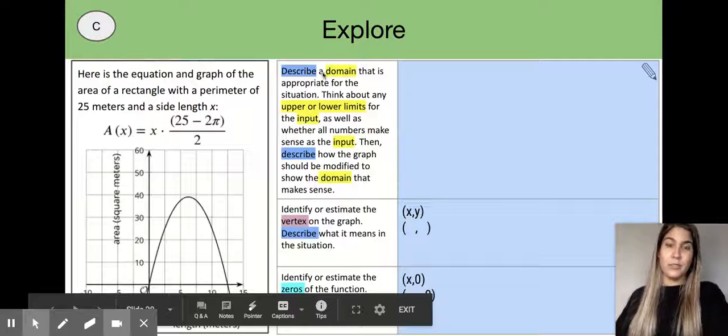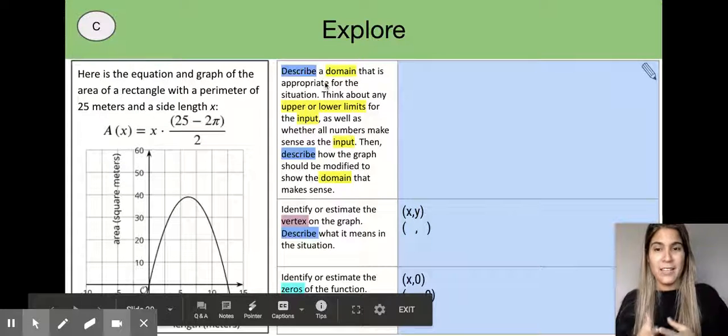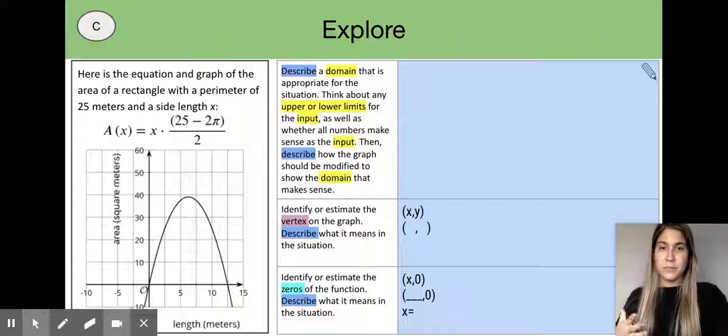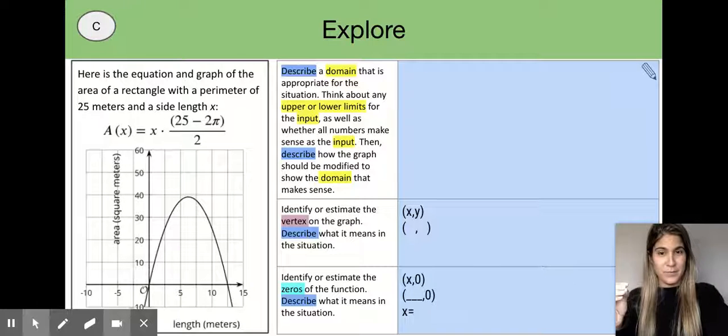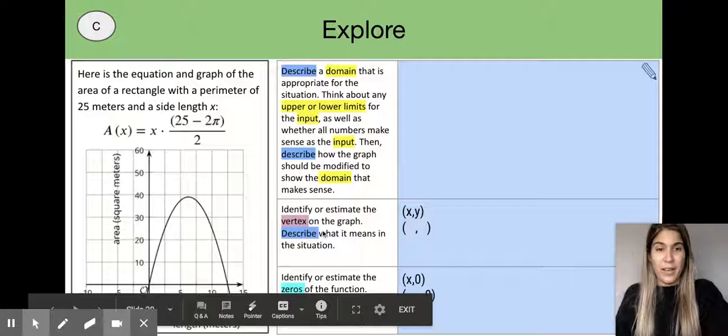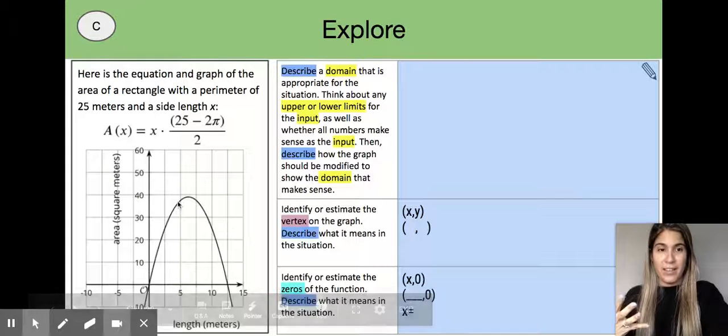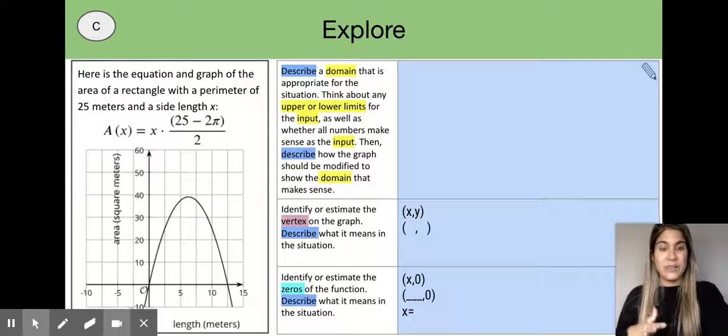After you describe the domain and state whether or not that domain makes sense, you are asked to identify or estimate the vertex. Remember, estimate means you might not have the exact number, but you're trying to get as close as possible. And then you're going to describe what that vertex means in this situation. How does that number, how does that coordinate represent this situation that is given here?